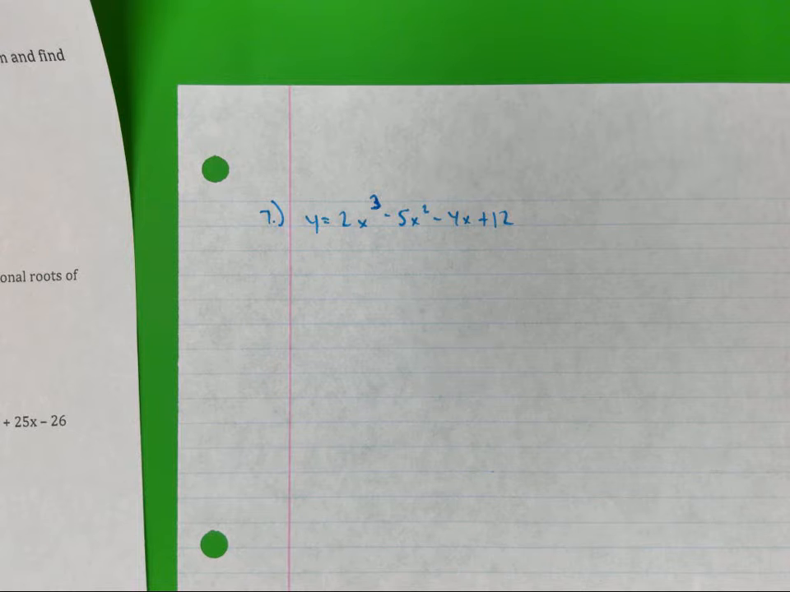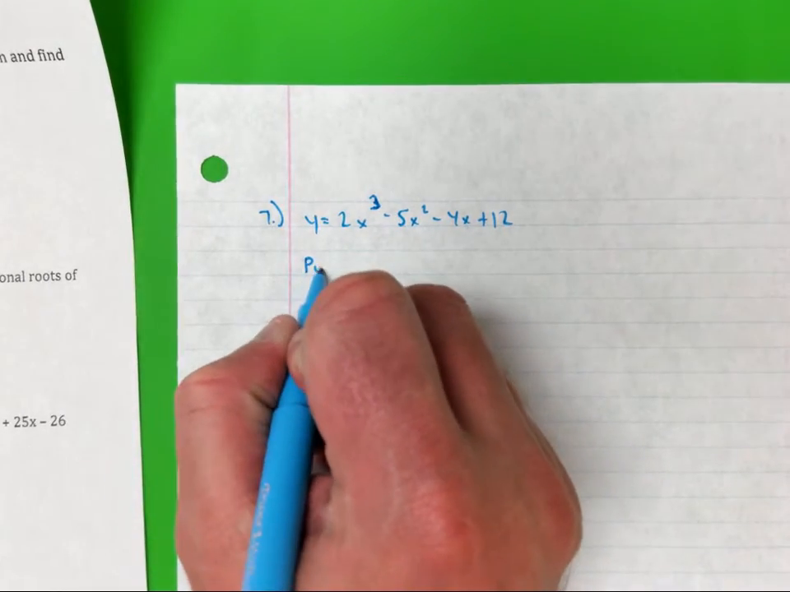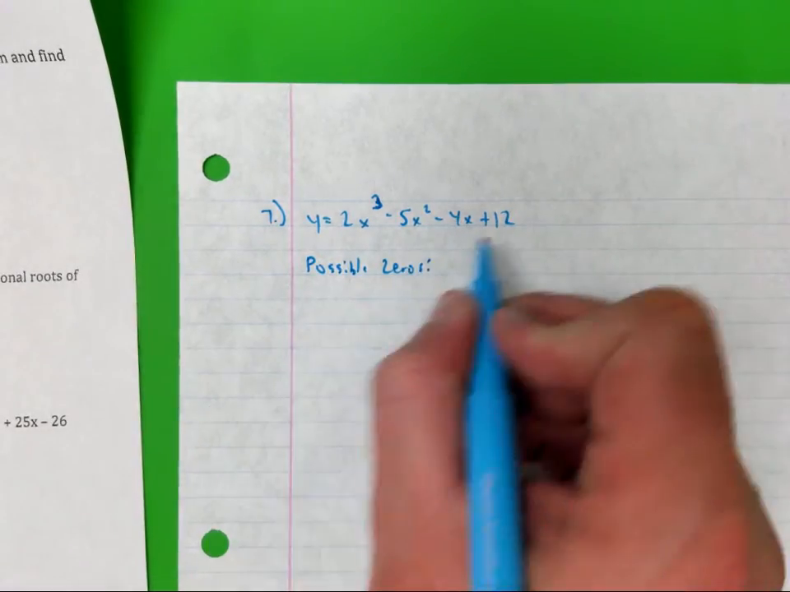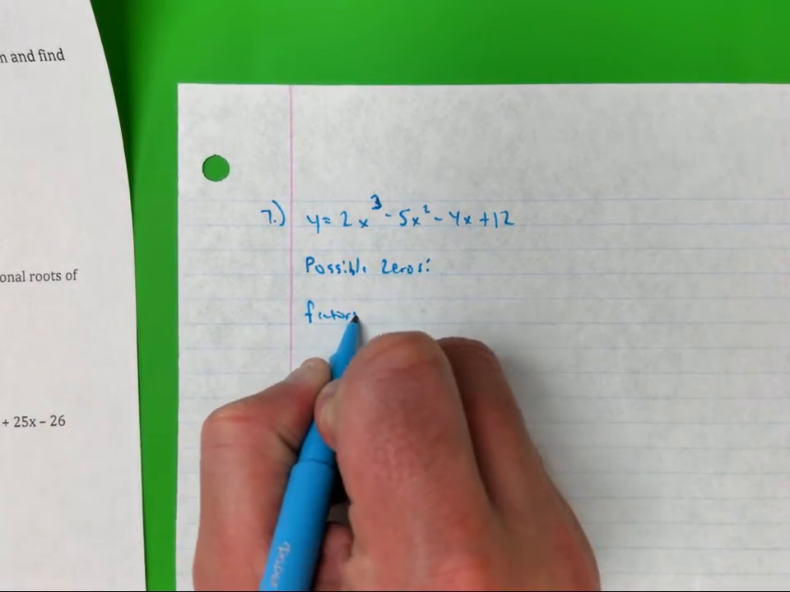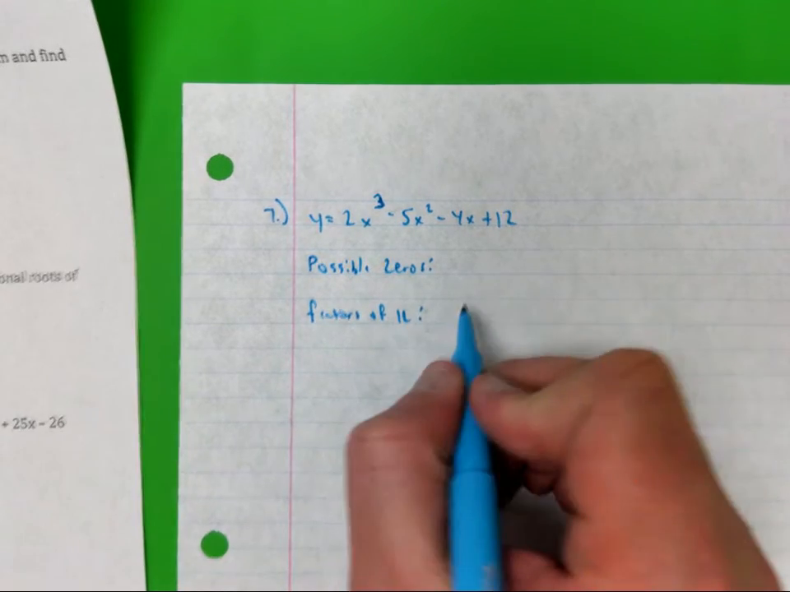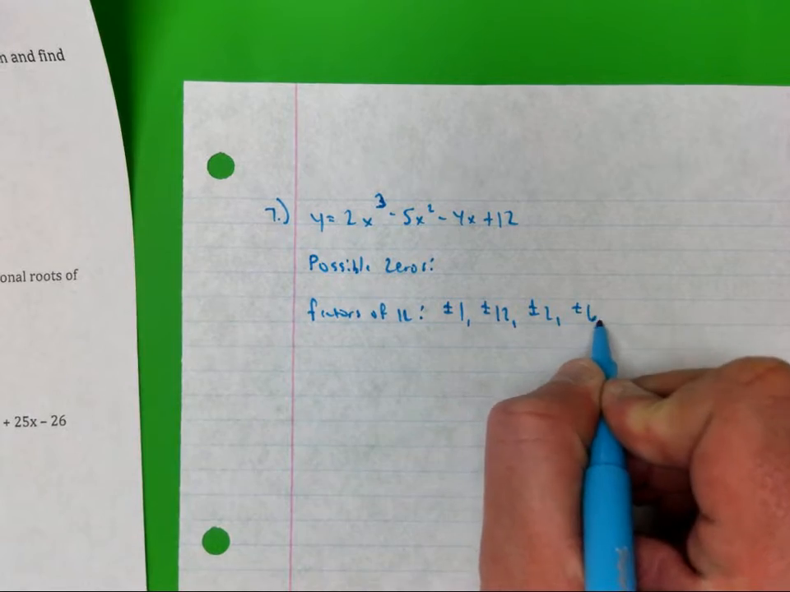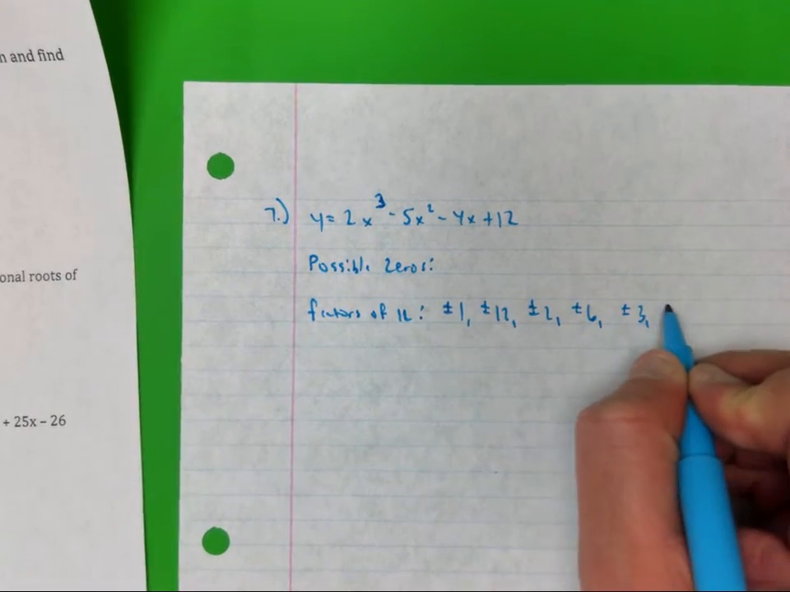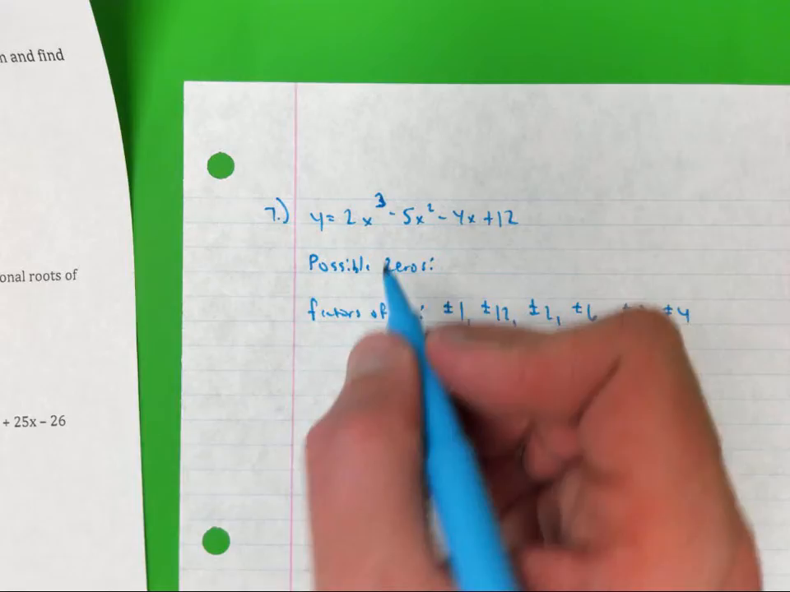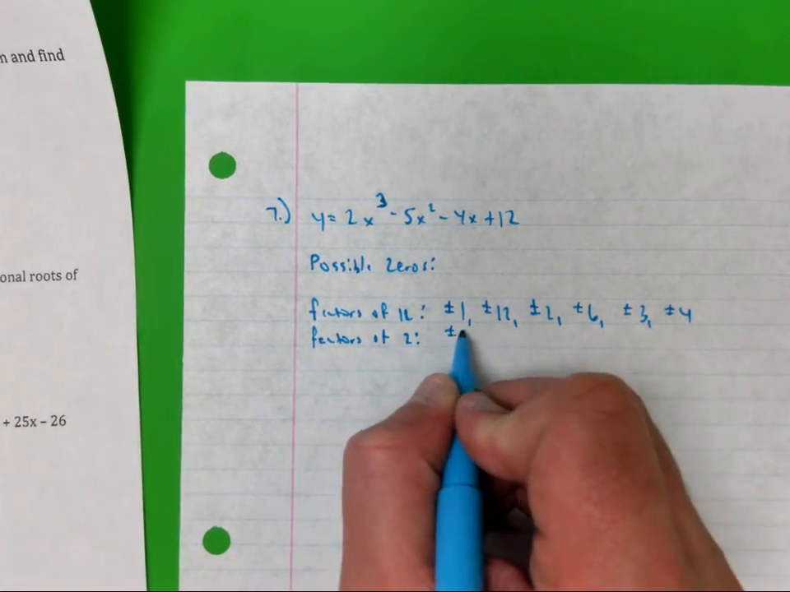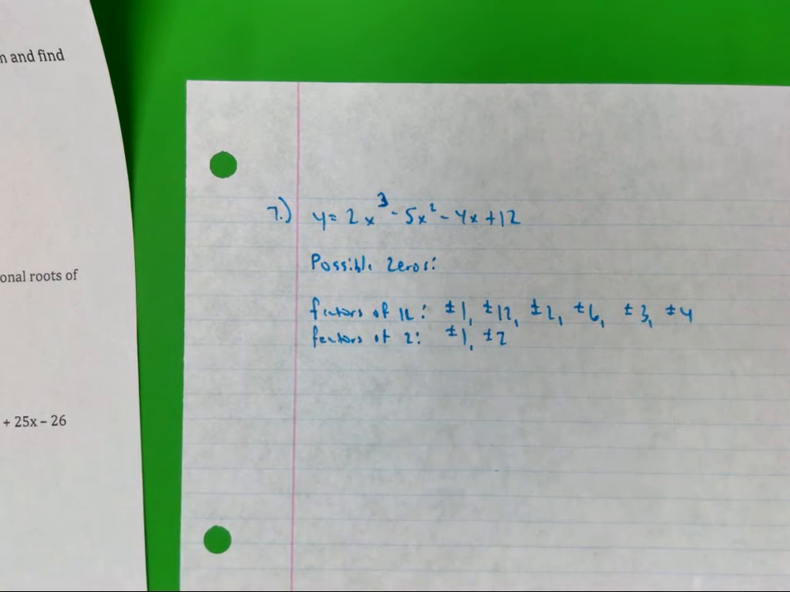Now, on this particular function, I'm not going to practice finding the possible, because I think we've already practiced that. I'm just going to find the real. No, I'll go ahead and do the possible zeros for you. Factors of the last, factors of 12: plus or minus 1, plus or minus 12, plus or minus 2, plus or minus 6, plus or minus 3, plus or minus 4. Then the factors of 2: plus or minus 1, plus or minus 2.